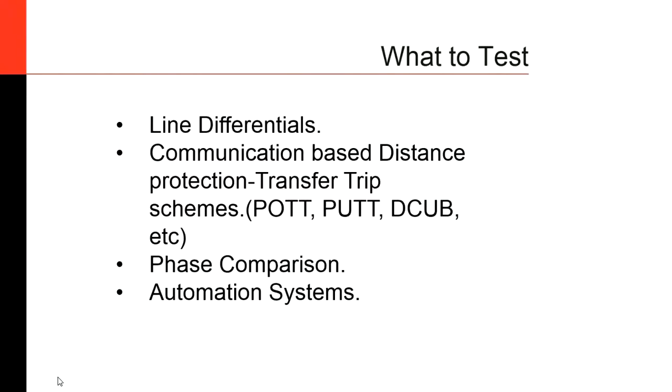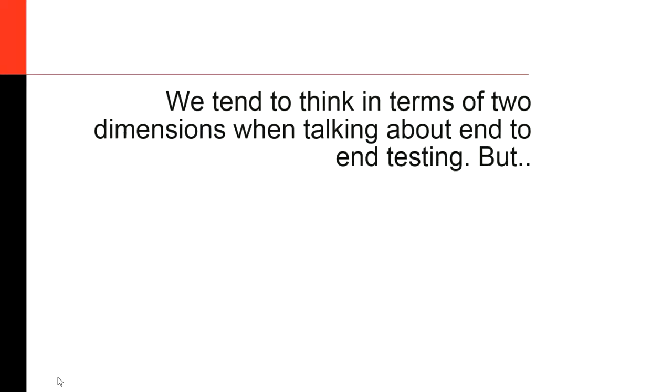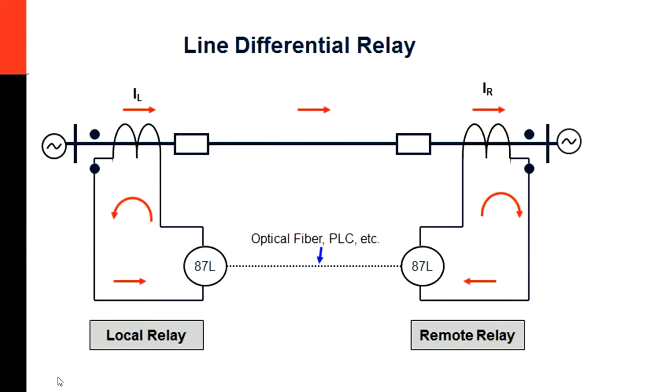Those are also schemes that are prone to be tested using end-to-end testing. Again, if we see the line differential relay scheme that we see here, we see that this one only has two relays, one on each end. This is a single and simple, I would say, application of end-to-end testing where you only have two ends.